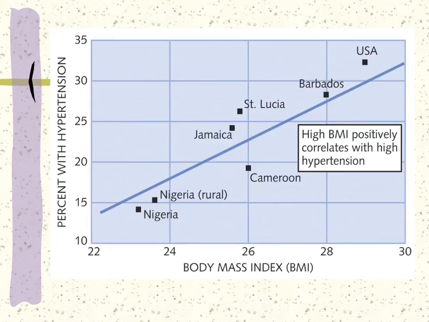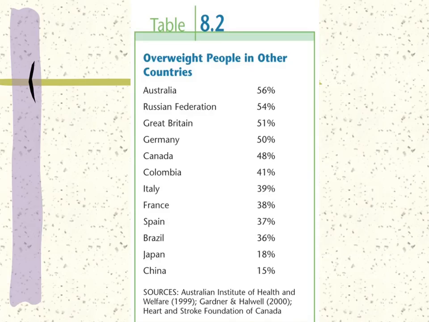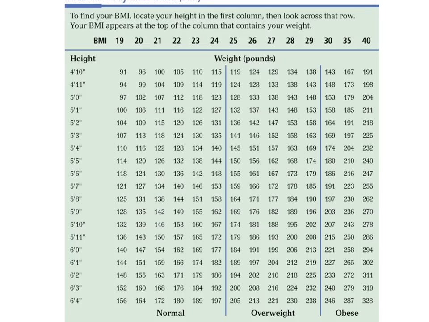Here's an example of body mass index over age groups. Here's a body mass index comparing men and women. Here's a chart listing the percentage of people who are overweight by country. If you notice, the United States is not number one. Thank goodness. Australia is. And here's another body mass index if you would like to see what your body mass is.